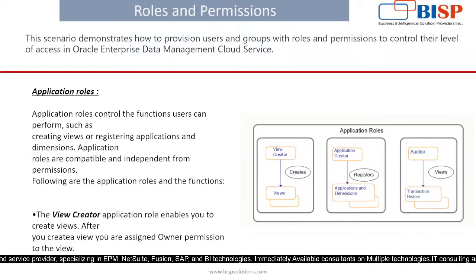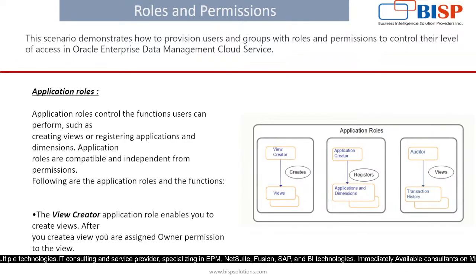You can see in the picture we have an image side by side. For the view creator, the person can create views. For the application creator, the person can register the application. The auditor can also view, and has access to the transaction history. So let's get back to our application roles. Application roles control the functions a user can perform, such as creating views or registering applications and dimensions.